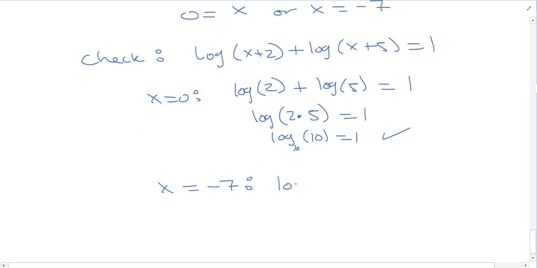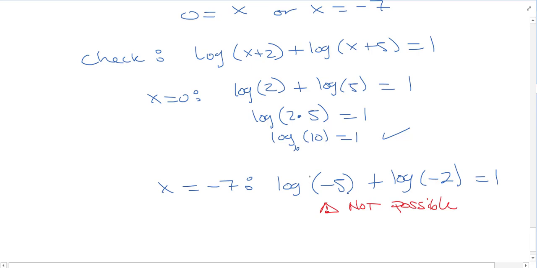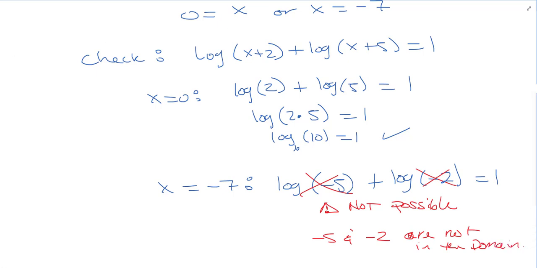What about when x is negative 7? When x is negative 7, I have log of negative 7 plus 2, which is negative 5, plus log of negative 7 plus 5, that's negative 2. And this already does not work, right? We have a not possible. You can't take the log of a negative number. So negative 5 and negative 2, not in the domain. So we can't do that. So our only answer will be x equals 0.